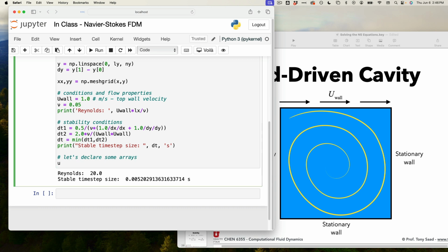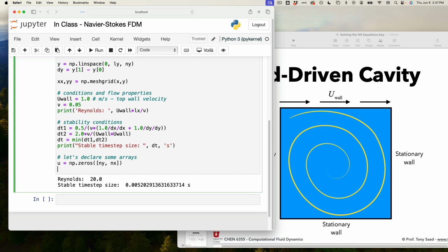We'll start with the U velocity component, np.zeros, and what did we learn in this class? It's more convenient to index in the last dimension first, z, y, x. So we're going to index in y and x. So we'll declare these arrays as ny and nx. In this case, it's not going to matter because nx and ny are equal, but it will make a big difference when you go to non-uniform grid spacing.